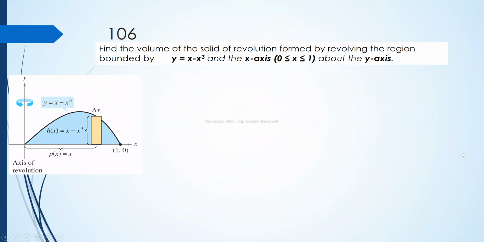Okay, let's proceed to our next example. Find the volume of the solid of revolution formed by revolving the region bounded by y is equal to x minus x cubed and the x-axis, about the y-axis. So it is revolved along the y-axis. If you look at this one, we actually cannot apply the disk method with this because the revolution is along the y-axis.